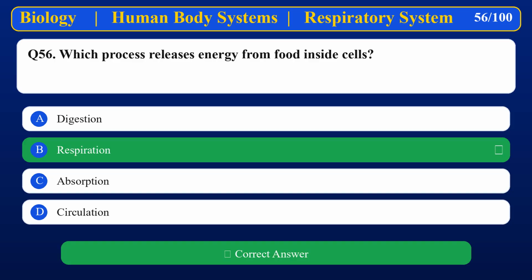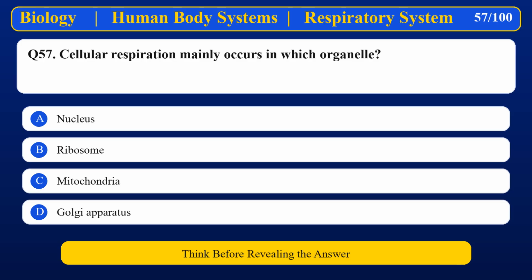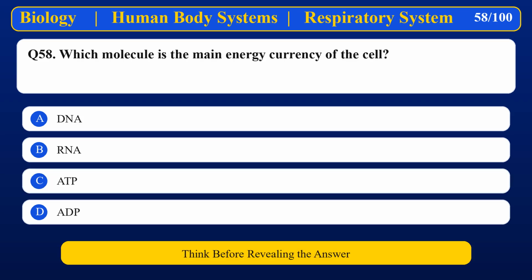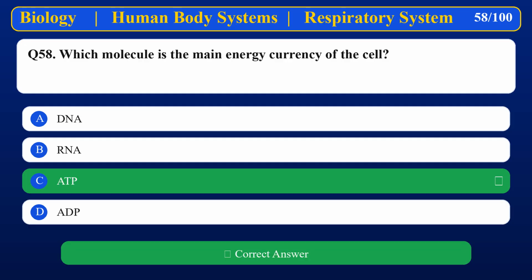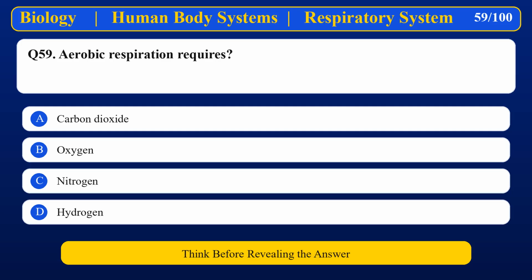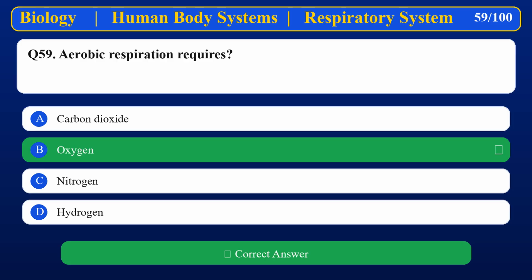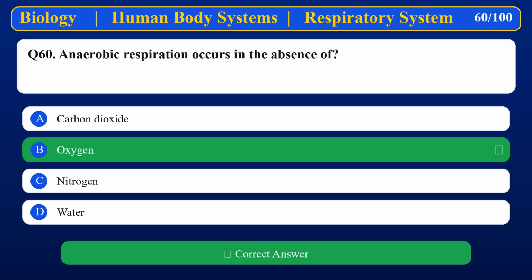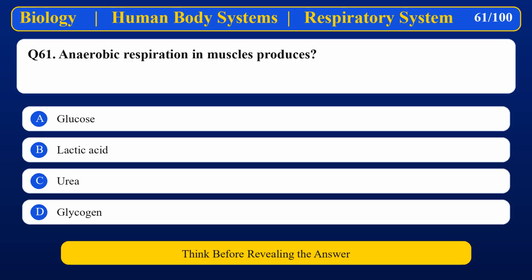Which process releases energy from food inside cells? Respiration. Cellular respiration mainly occurs in which organelle? Mitochondria. Which molecule is the main energy currency of the cell? ATP. Aerobic respiration requires? Oxygen. Anaerobic respiration occurs in the absence of? Oxygen.